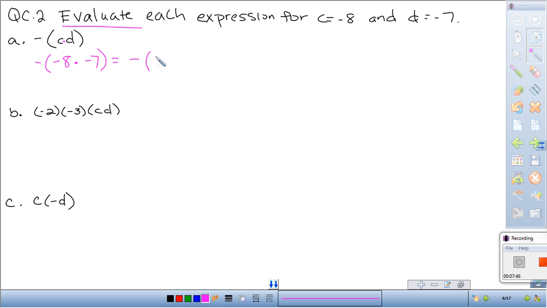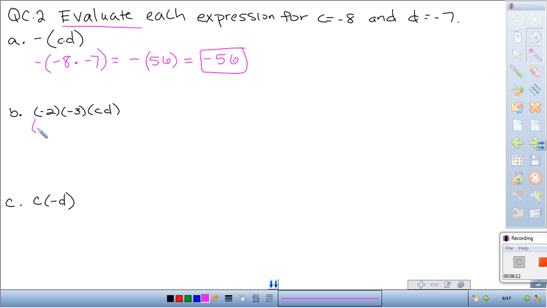They have the same signs, which means my answer is going to be positive. So 8 times 7 is 56. And then this negative out here really just says the opposite of whatever you get in here. So since we got a positive number inside the parentheses, that means my final answer is a negative 56. When you have a negative outside the parentheses like that, you can think of it as the opposite of whatever's inside. Inside was a positive, so the opposite of a positive 56 is a negative 56, and that's our answer.